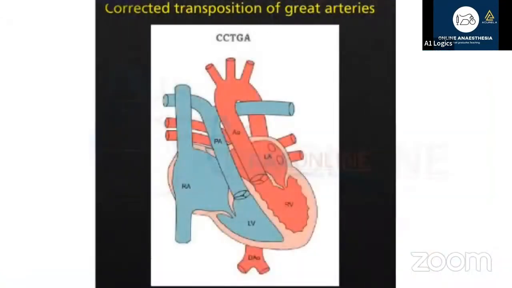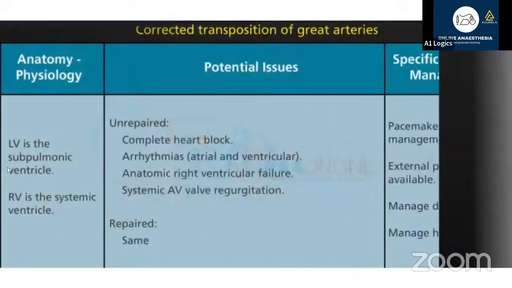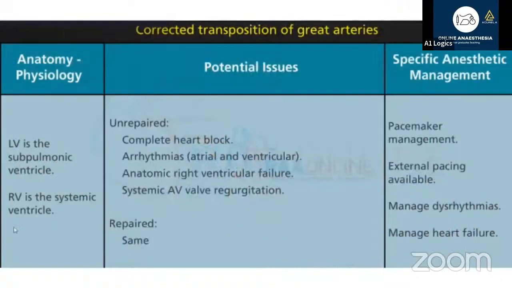Now coming to congenitally corrected transposition of great arteries, here you can see the right atrium goes into the left ventricle and the left ventricle pumps the blood into the pulmonary artery and it goes into the branch pulmonary arteries. And you have the left atrium going into the right ventricle and the right ventricle pumps the blood into the aorta. So, your left ventricle becomes the pulmonary ventricle and the right ventricle becomes the systemic ventricle. This is congenitally corrected transposition of great arteries. Here, the left ventricle is the subpulmonic ventricle and the right ventricle is the systemic ventricle.